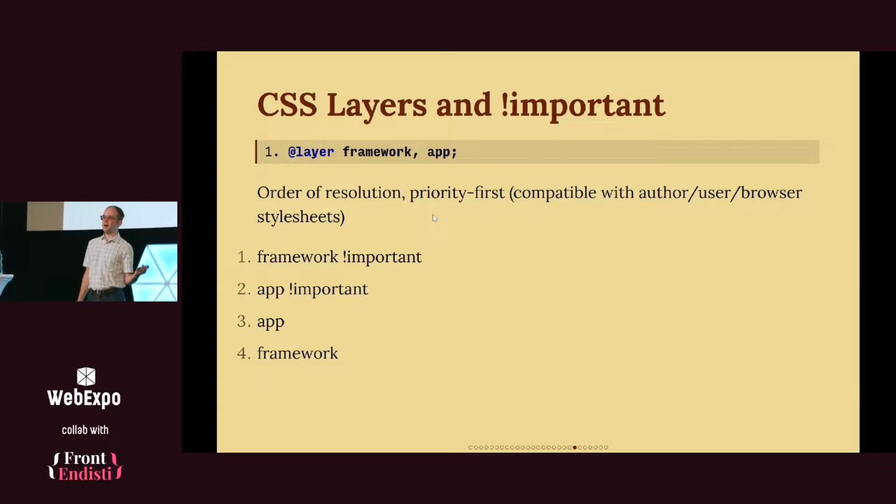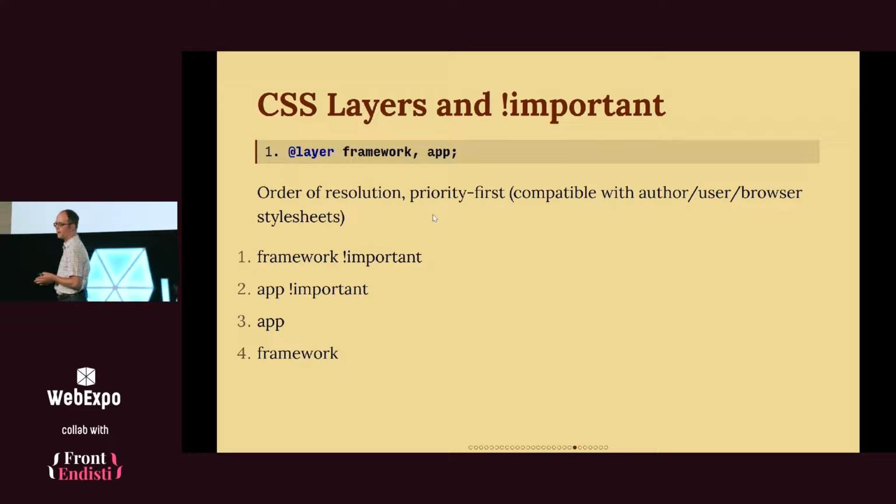So the top priority right now are those rules which are located in the framework layer, the lowest priority one, when they are suffixed with the important modifier. The second most important are those which are important and in the top priority layer. And then we have the regular order, which we already encountered, which means that the app layer rules are more important than the framework. And you might think that this is really weird because it's reversed, but it's actually really consistent with how CSS works today.